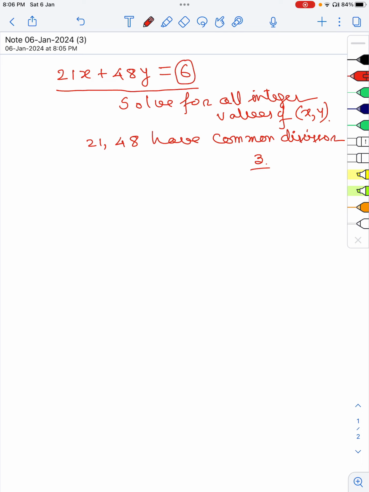Now at first we will divide the equation by 3, and we will get the transformed equation 7x plus 16y equal to 2. Now we can recognize this as equation number 1.